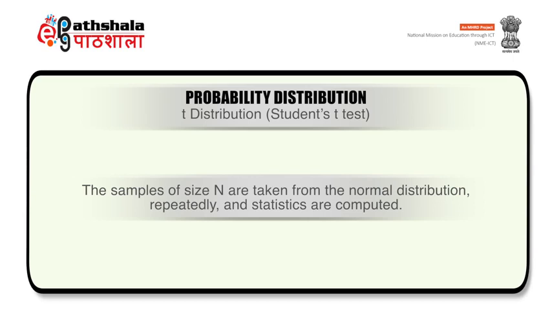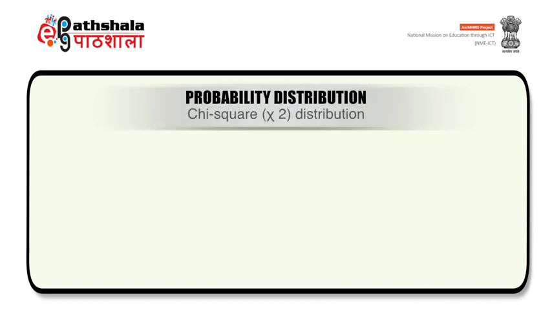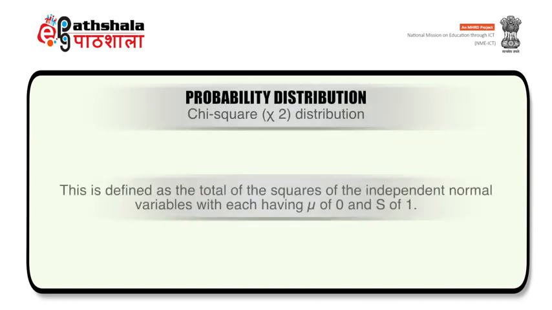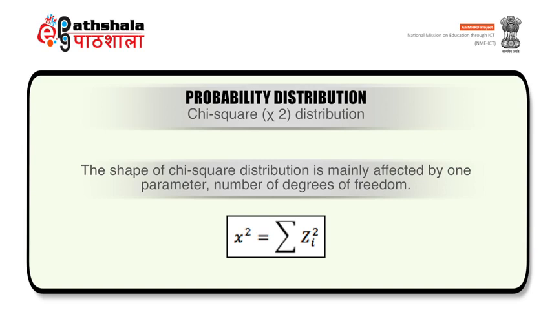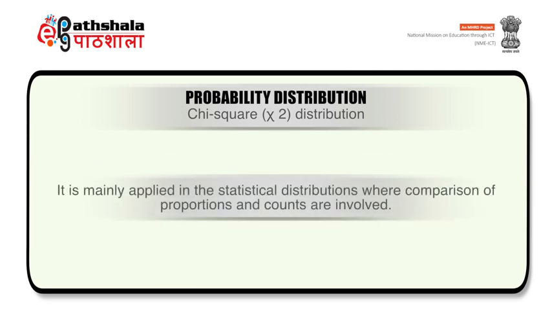It is better used to determine the probabilities when the S is not known and is estimated from the sample. Fourthly, we will discuss chi-square distribution. This is defined as the total of the squares of the independent normal variables, with each having a mean of 0 and S of 1. As you are seeing on your screen, the shape of chi-square distribution is mainly affected by one parameter, number of degrees of freedom. It is mainly applied in the statistical distributions where comparison of proportions and counts are involved.